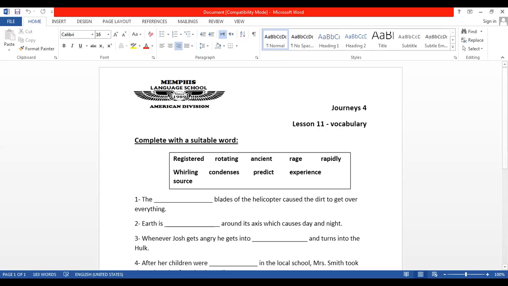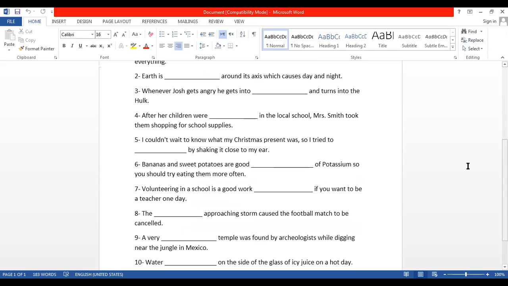Okay. Number three, whenever Josh gets angry, he gets into what and turns into the Hulk. When he gets really angry, he gets into what and turns into the Hulk. Think of the Hulk. He's in what? Okay. Now, number four.